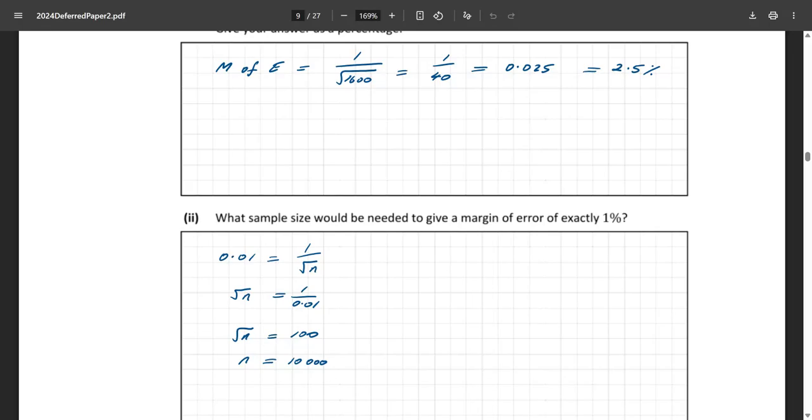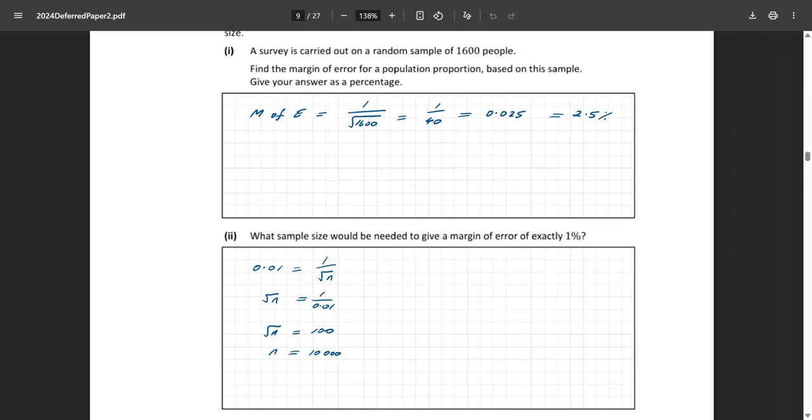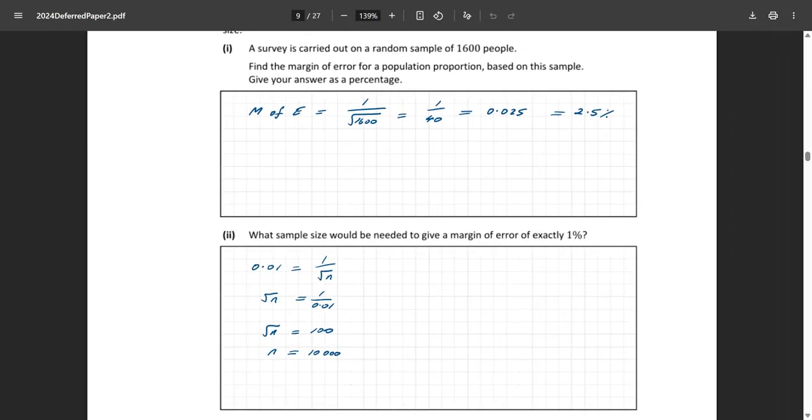Always no harm to do a common sense check as well. You would expect that the bigger your sample size, there's less error, it's more accurate basically. And that's what's happened. We started off with 1,600 people, we got an error of 2.5%. Now we're getting only 1%. It's less of an error as you'd expect from a bigger sample.